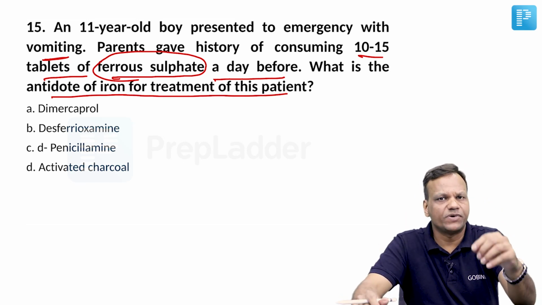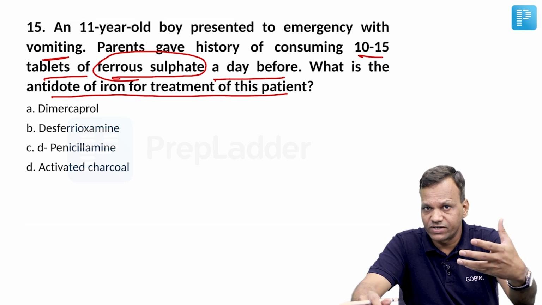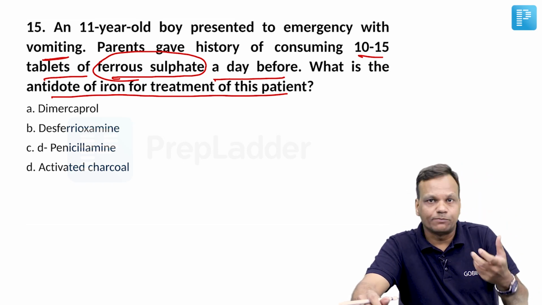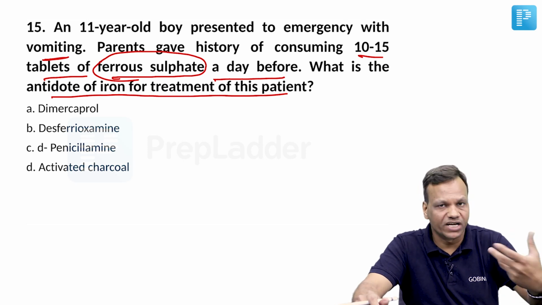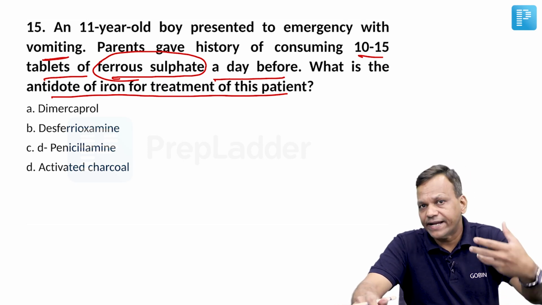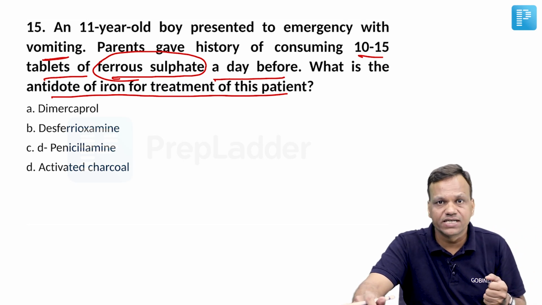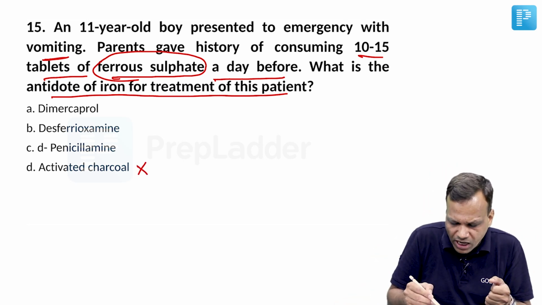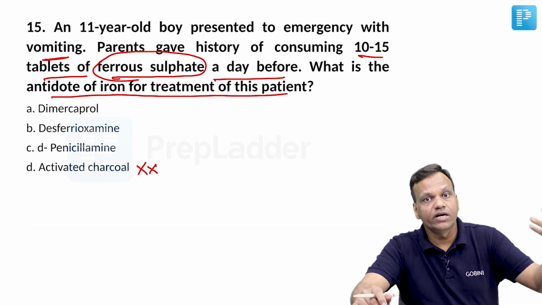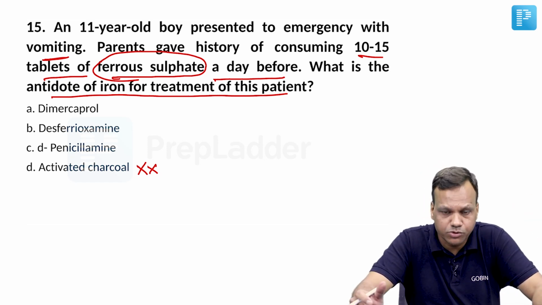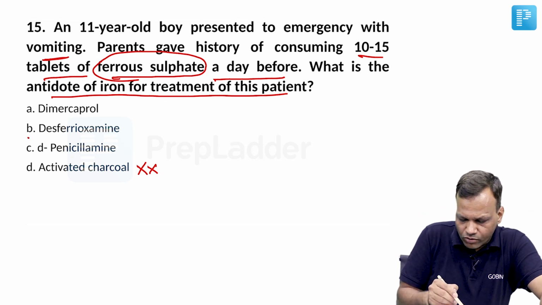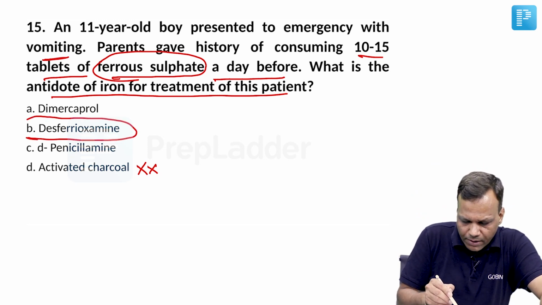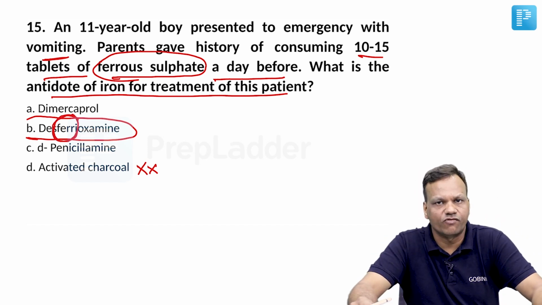First of all, if a patient comes with any poisoning, the first thing we do is try to prevent the absorption of that substance from the GIT. So we can induce vomiting, or we can give activated charcoal so that further absorption is decreased. But now activated charcoal will not have a major role because it's already been one day, and most of it must have been absorbed. So now we need to give the antidote, and the antidote for iron, we all know, is desferrioxamine. The name itself has ferri in it, so desferrioxamine is the antidote for iron poisoning.